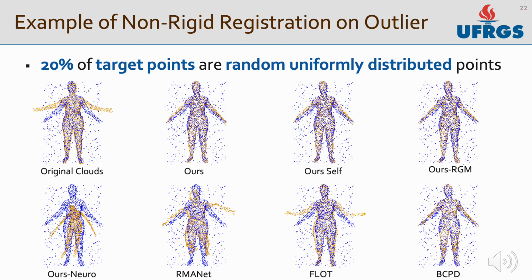In this scenario, 20% of the target points consist of outliers, random uniformly distributed points. We highlight how ours and RGM have the best results here. Float and RMANet cannot register the clouds. While the first keeps the overall initial shape, the second gets completely lost. Neuromorph cannot deal with outliers as well, while BCPD almost succeeds but misses the phi.